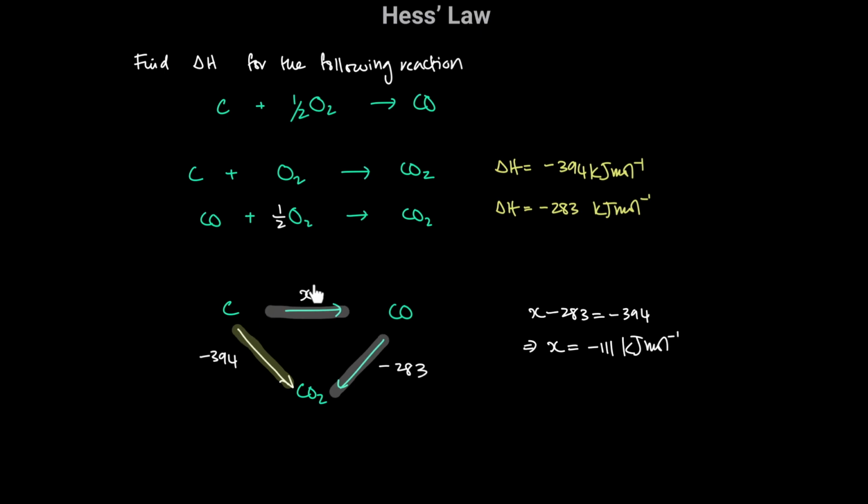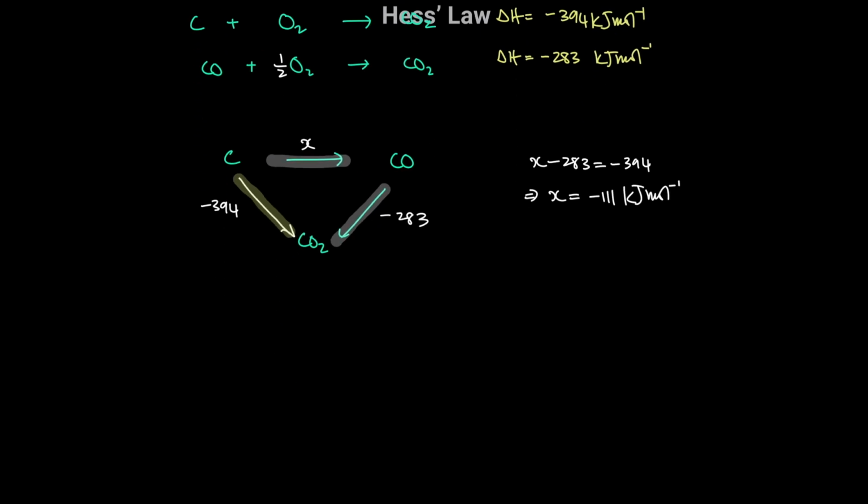This diagram that I've shown here is what we call an energy cycle, or a Hess cycle. It's an application of Hess's law. We can clearly see that we can convert carbon to carbon dioxide in 2 steps, or in 1 step. The overall enthalpy change will be the same. So we can find the enthalpy change for this conversion. Now let's look at the next question.